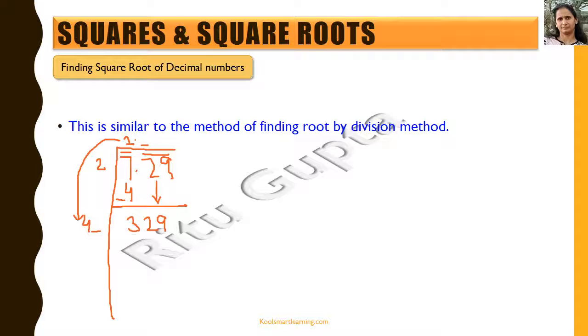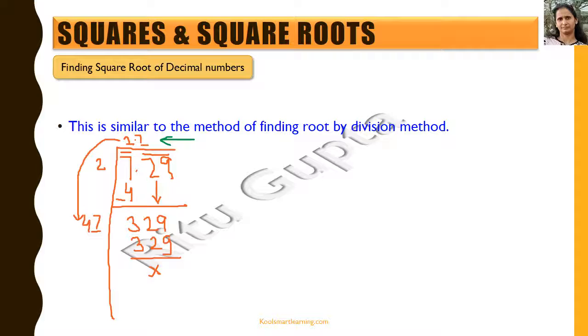So now if we see, if we multiply 47 with 7, what do we get? We get 329. So, and we are left with no remainder over here. So 2.7 becomes the square root of 7.29.